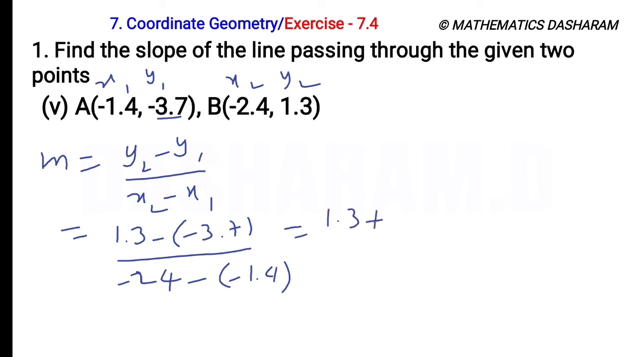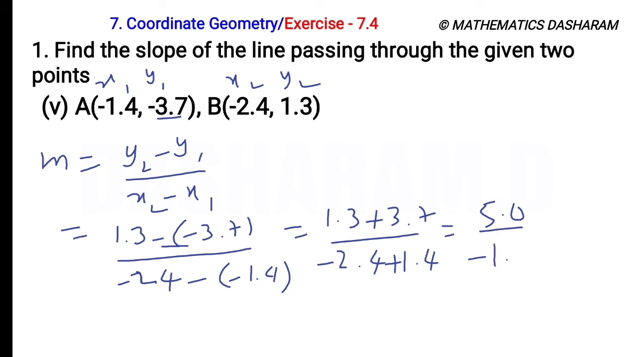So 1.3 plus 3.7, because here minus of minus is plus, next to minus 2.4 plus of minus, plus 1.4. So 1.3 plus 3.7, 3 plus 1 is 4, 5.0, and minus 2.4 plus 1.4 is minus 1.0. So then it equals 5.0 can be written as 5, minus 1.0 can be written as minus 1. So then it equals minus 5.